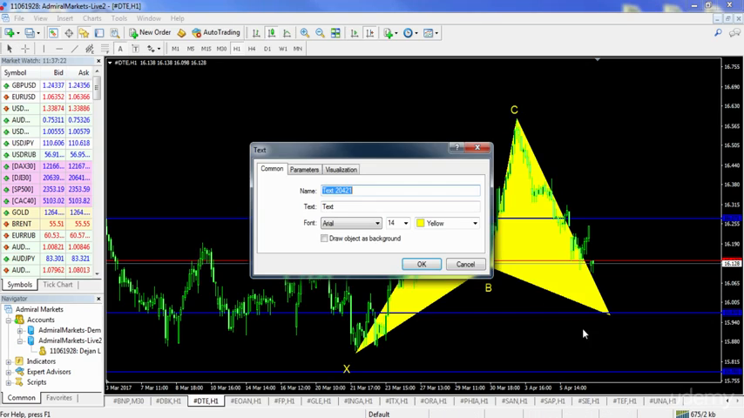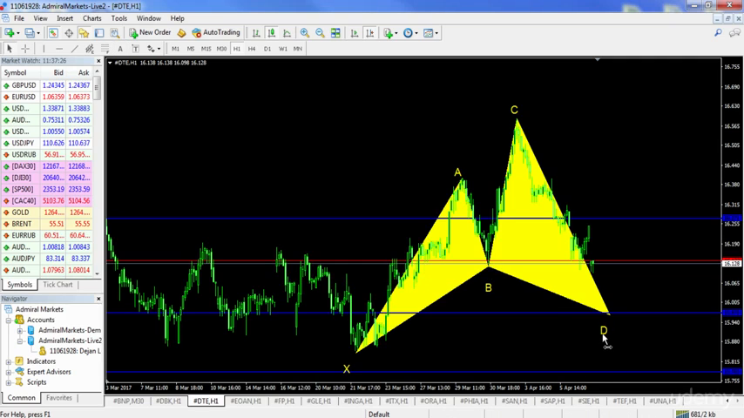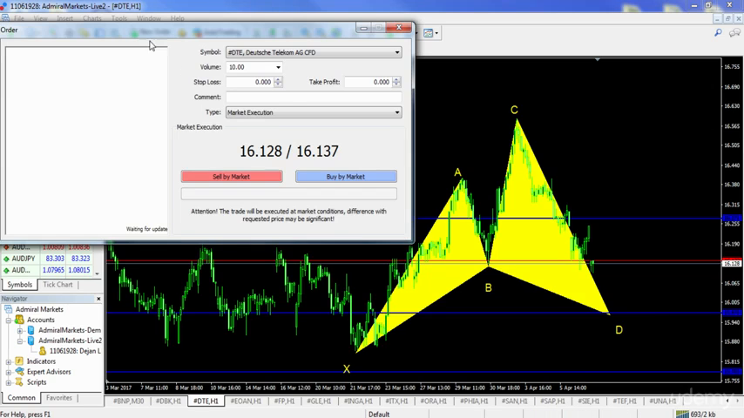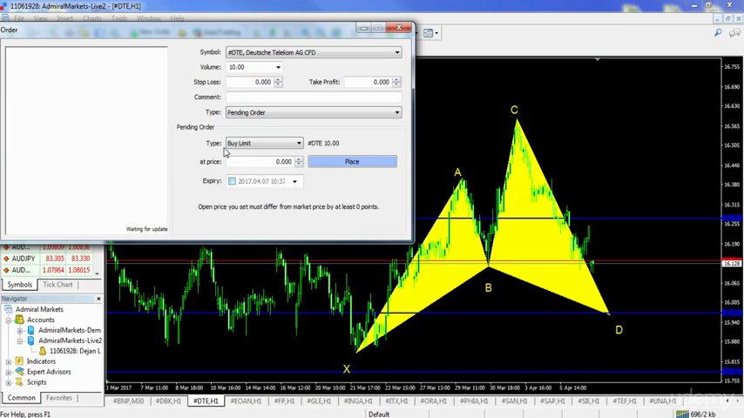Now we have marked all the important elements of this pattern, and a potential point D. Since we have all essential elements for setting a pending order, we will do that now. Click New Order. In the field type, choose Pending Order. We also choose the buy limit and fill in the remaining blanks.